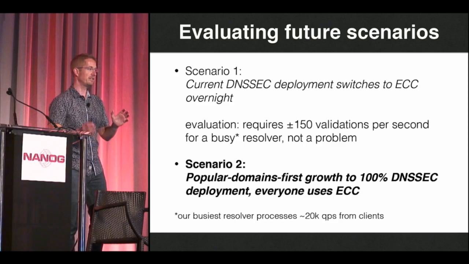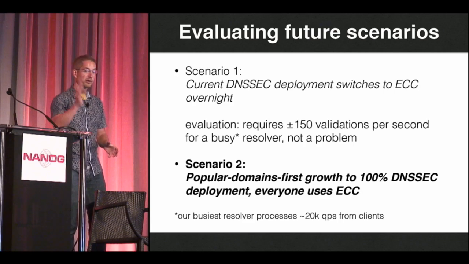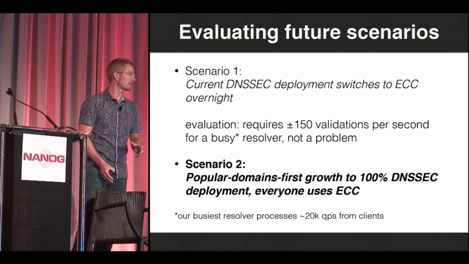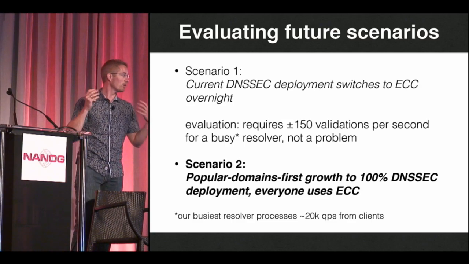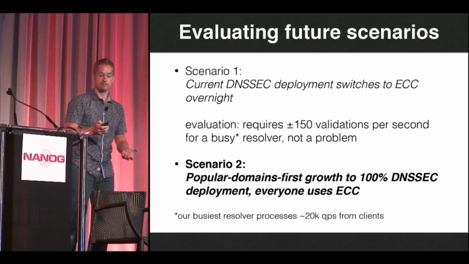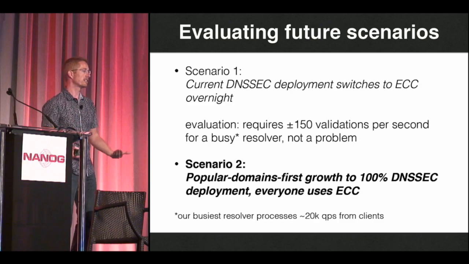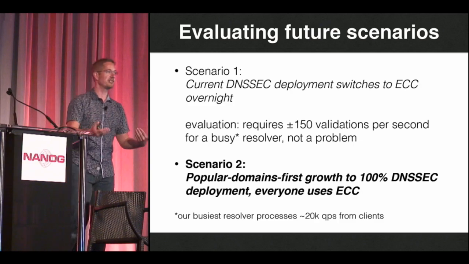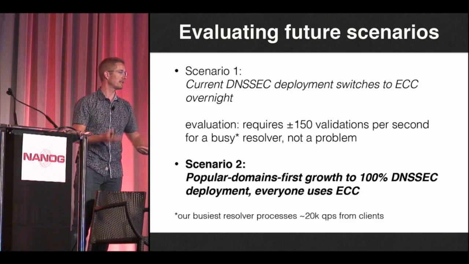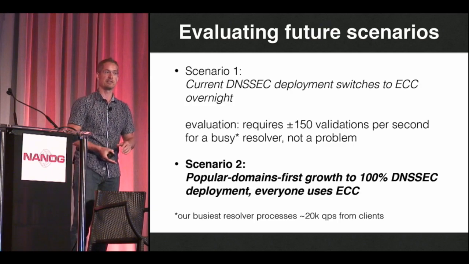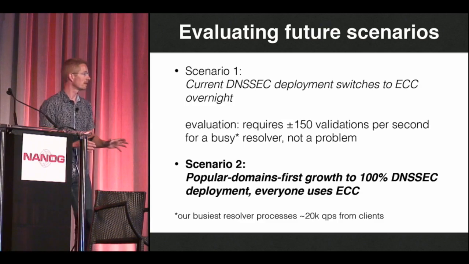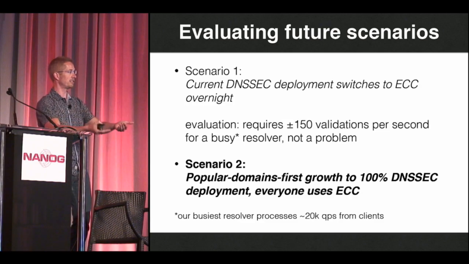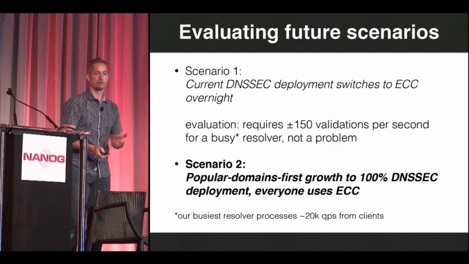However, what if DNSSEC becomes a huge success overnight, and 100% of domains on the internet enable DNSSEC? What would happen to resolvers in that case? We wanted to study a worst case scenario. The worst case scenario is where popular domains, and we measured what popular domains are, so let's say google.com, deploy DNSSEC first. Because that means that the majority of responses that we get, we will need to validate signatures on.